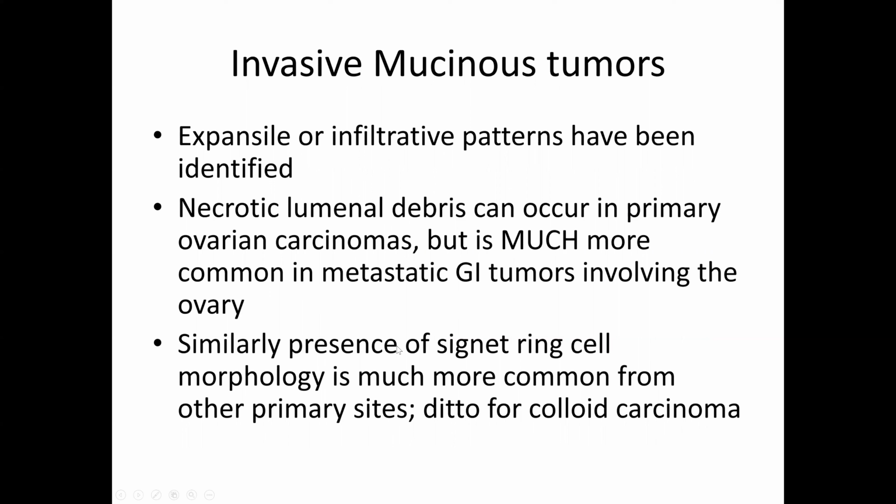Likewise, signet ring morphology is not very common in primary ovarian mucinous tumors, and similarly for colloid carcinomas. So we can see mucinous colloid carcinomas from the appendix, for example, or signet ring cell tumors from the stomach or pancreas, more frequently than we would recognize a primary ovarian tumor with that morphology.